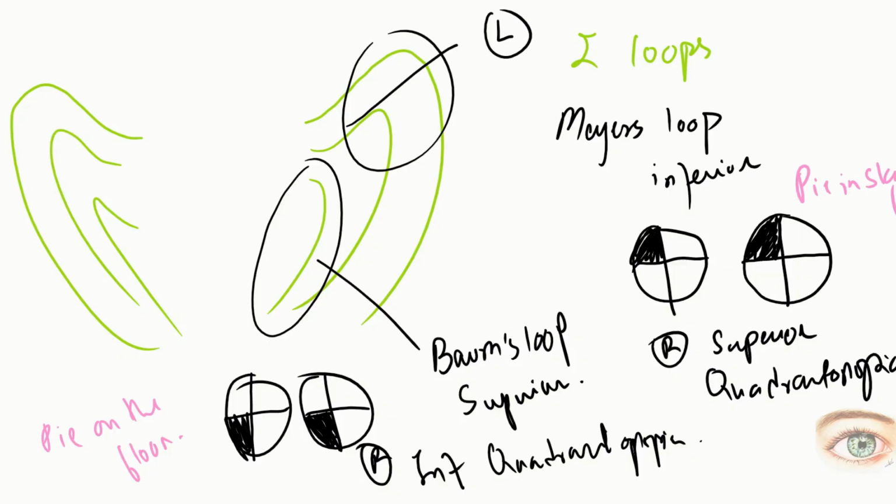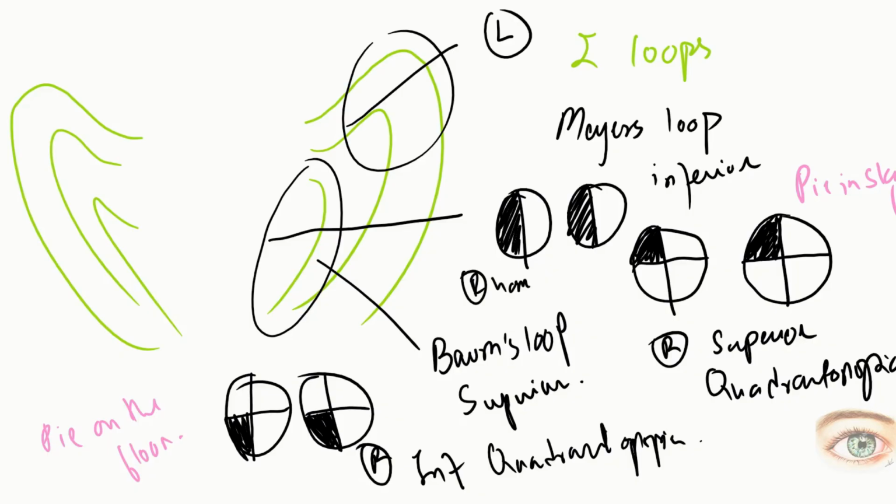And what if all the fibers of the optic radiation get involved at the same time? If the left optic radiation is involved, it is going to cause a right homonymous hemianopia, same as the left optic tract lesion.